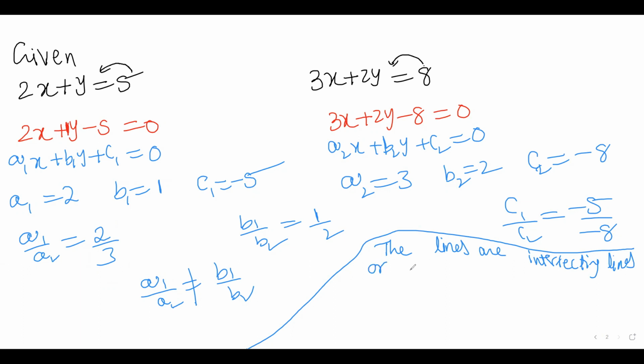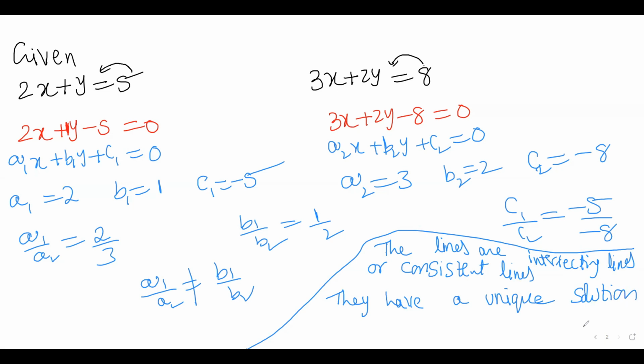Intersecting lines are also called consistent lines. And finally, write down that they have a unique solution. Is that okay?